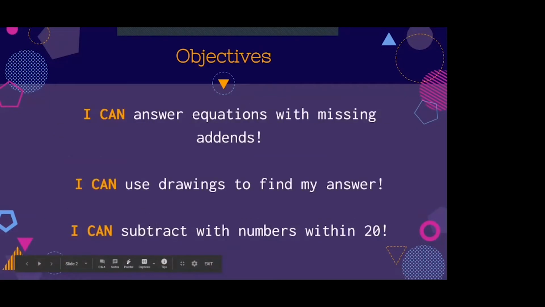Here they are. And as always, I'm going to say them first, then we're going to say them together. So you ready? Great. I can answer equations with missing addends. Your turn. I can answer equations with missing addends. Nice job. Next, we have I can use drawings to find my answer. Our turn. I can use drawings to find my answer. And last but not least, I can subtract with numbers within 20. Now all together, I can subtract with numbers within 20.